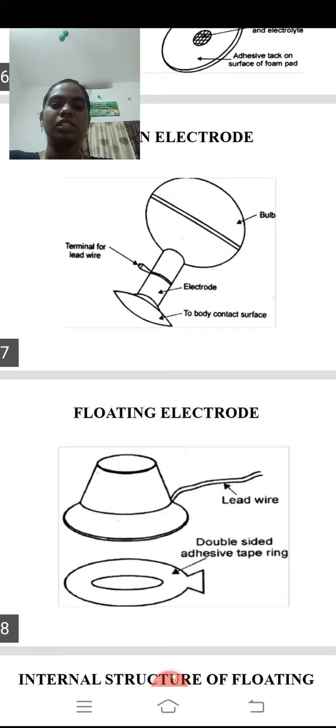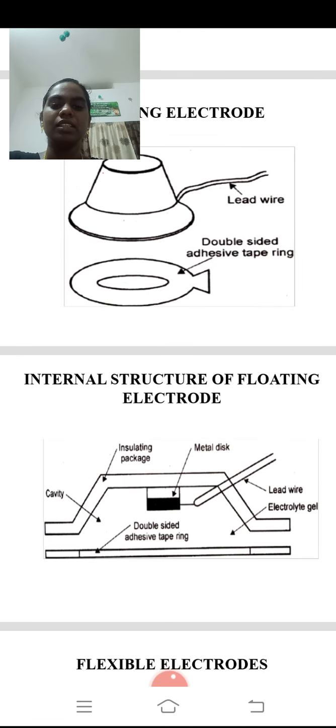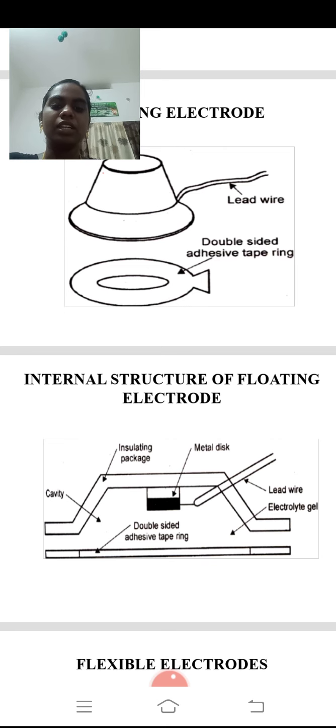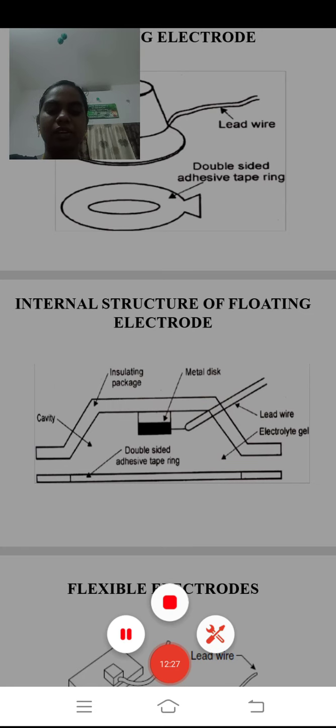Okay, so the next slide is the internal structure of our floating electrode. Both are the same, but here it is circular type, and here it is a straight line. Here the straight line strip will be connected to our body, and the upper layer is a straight line structure. Only the structure is different, but each and every operation is the same.